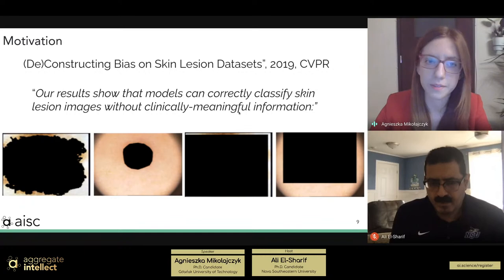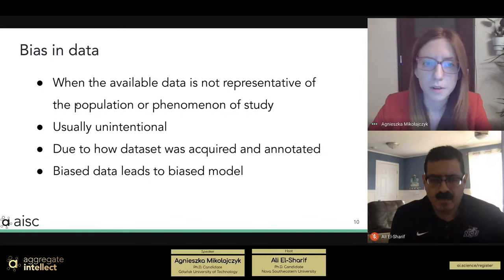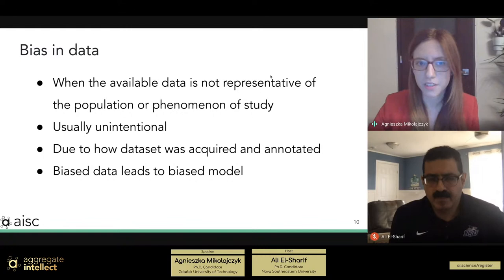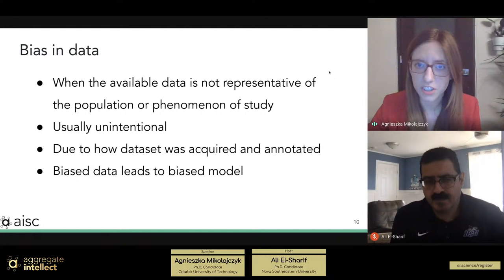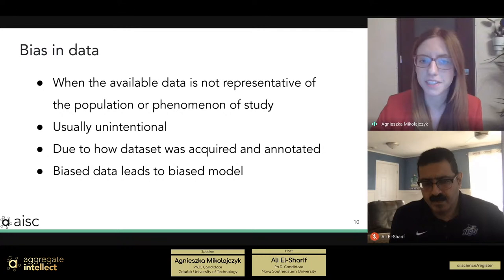But what is bias in data? When the available data is not representative of the population or phenomena of the study, we call it bias in data. And it's usually unintentional. For instance, when a doctor is taking pictures in their clinic, they might have a specific instrument to take those images.